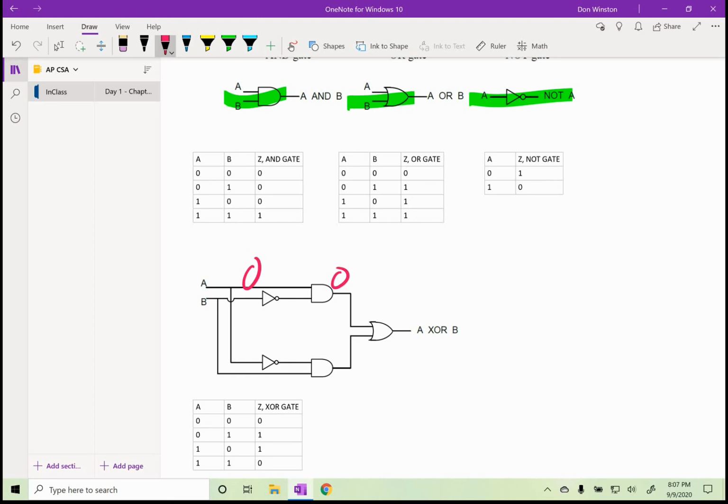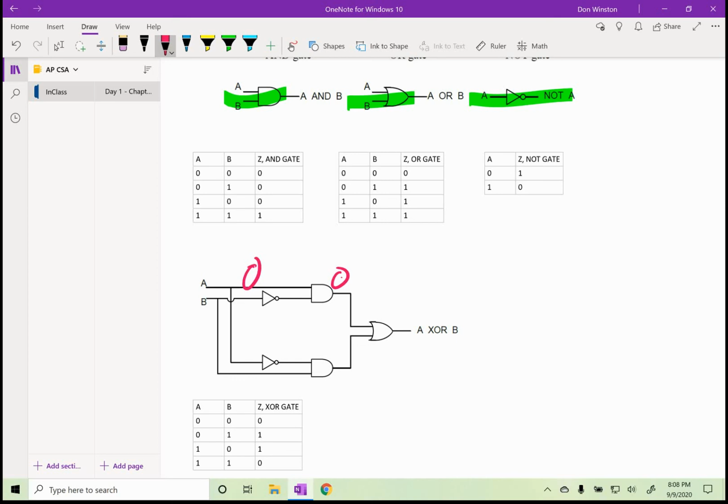Oh, wait a minute. Okay, I didn't finish it up. So if A is 0, then that AND will be 0. I know that. But if B is 0, so this is 0. Well, that's an AND statement. That's going to be 0. Okay, so I got 2 zeros going into an OR. That's going to be 0.